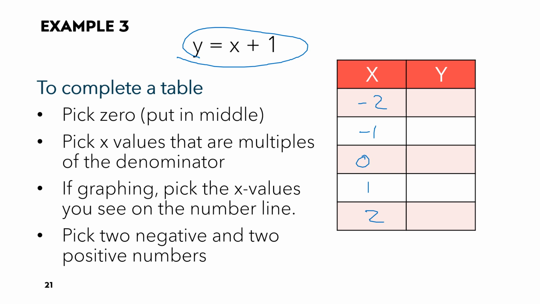So let's see here. We've got -2 plus 1, which is -1. That goes in our first one. -1 plus 1 is 0. 0 plus 1 is 1. 1 plus 1 is 2. 2 plus 1 is 3.